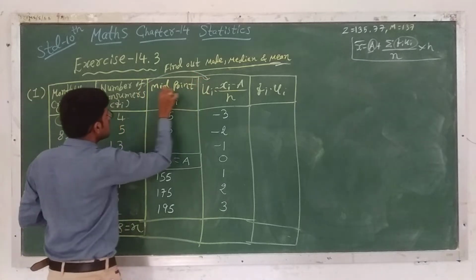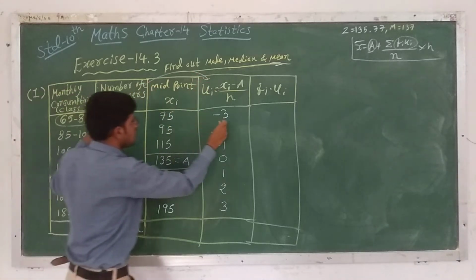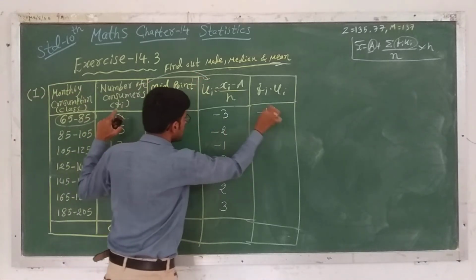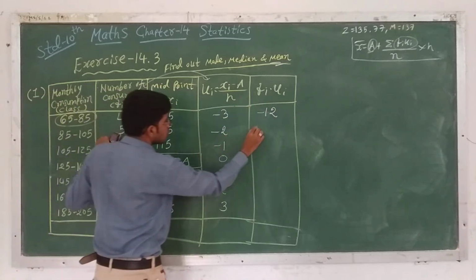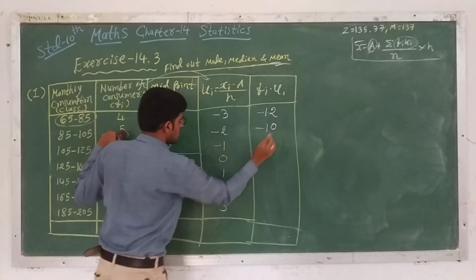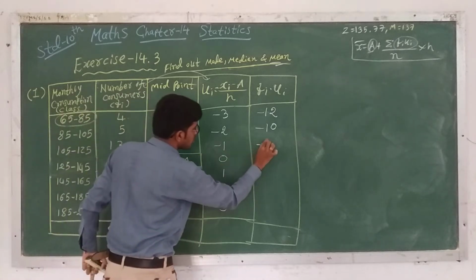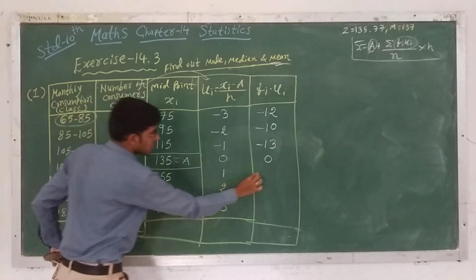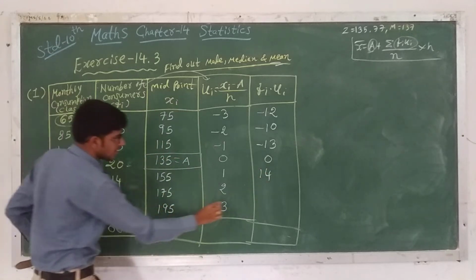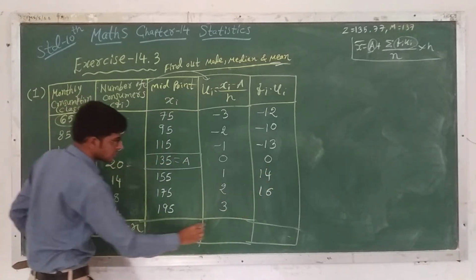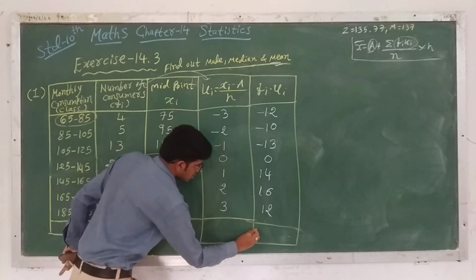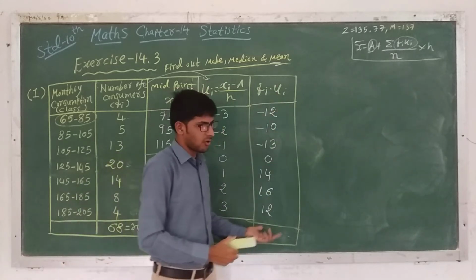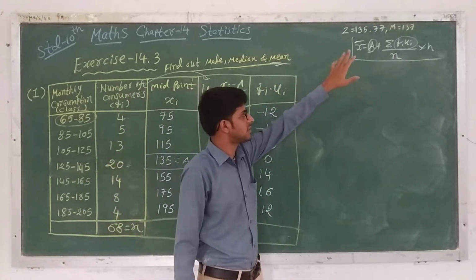Lastly we have to find the multiplication of FI and UI in these two columns. Here 4 into minus 3, minus 12, 5 into minus 2, minus 10, 13 into minus 1, minus 13, here 0, 14 into 1, 14, 2 8s are 16, 3 4s are 12. So we have to find sigma FI/UI, because we have to use it in this formula.